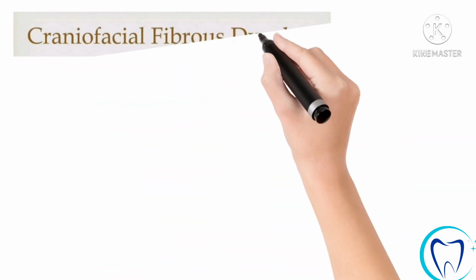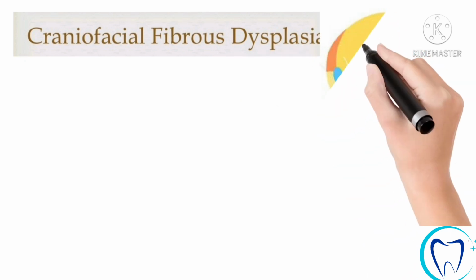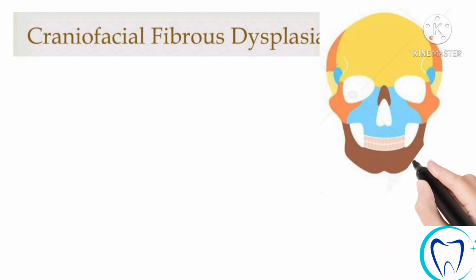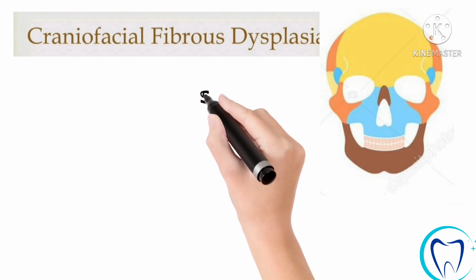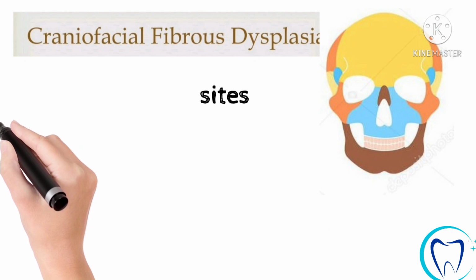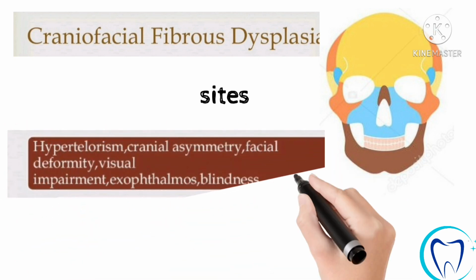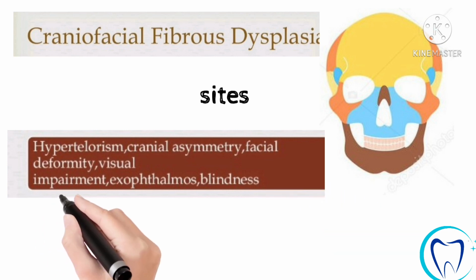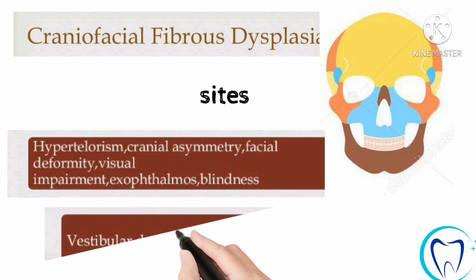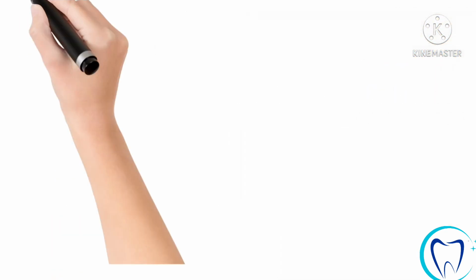Craniofacial fibrous dysplasia. The sites include the maxilla, frontal bone, zygomatic bone, sphenoid or occipital bones. If there is involvement of the floor of the orbit, it can lead to hypertelorism or visual impairment, and it can lead to blindness also. Ear involvement leads to tinnitus or hearing loss.